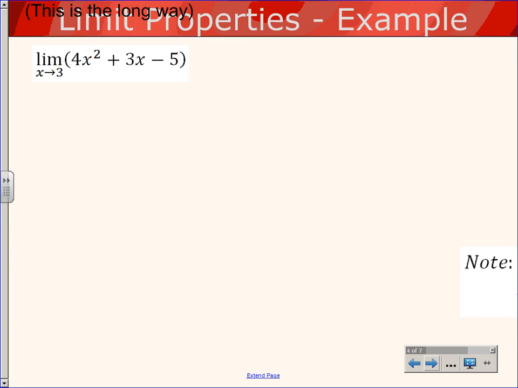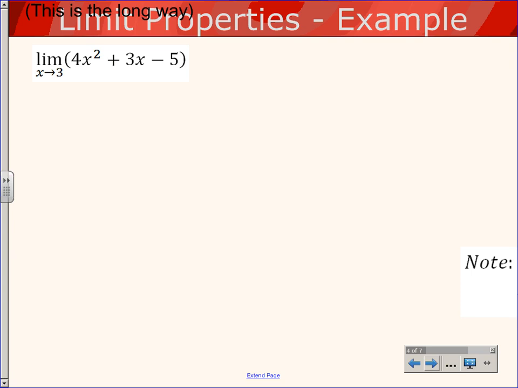It never has any breaks. It never has anything funky happen. The domain is the entire set of real numbers, so it goes on forever. We're just approaching x equals 3, so we're approaching some particular value in it. But if I want to use our limit rules, I'm trying to evaluate the limit of that.